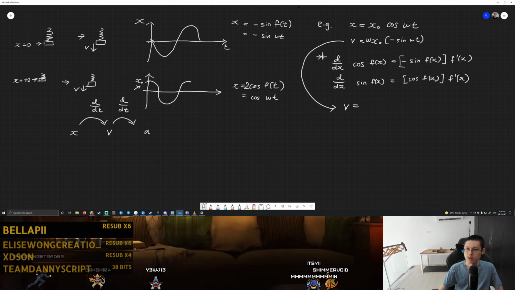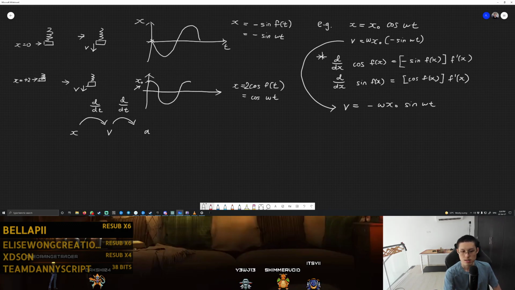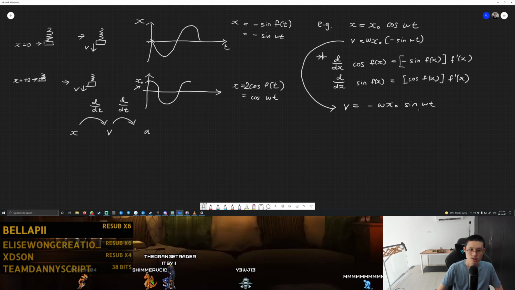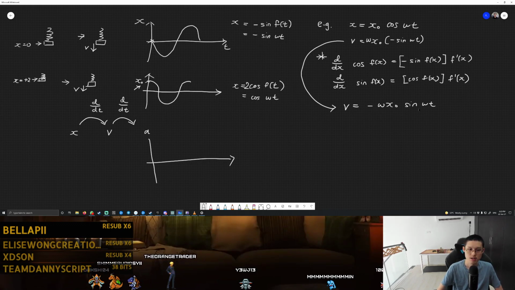V is equal to negative omega x0 sine omega t, which means if your displacement function is a cos, your velocity function would be a sine. So if I were to draw the velocity function right here, what are we going to get? We should get a sine function.